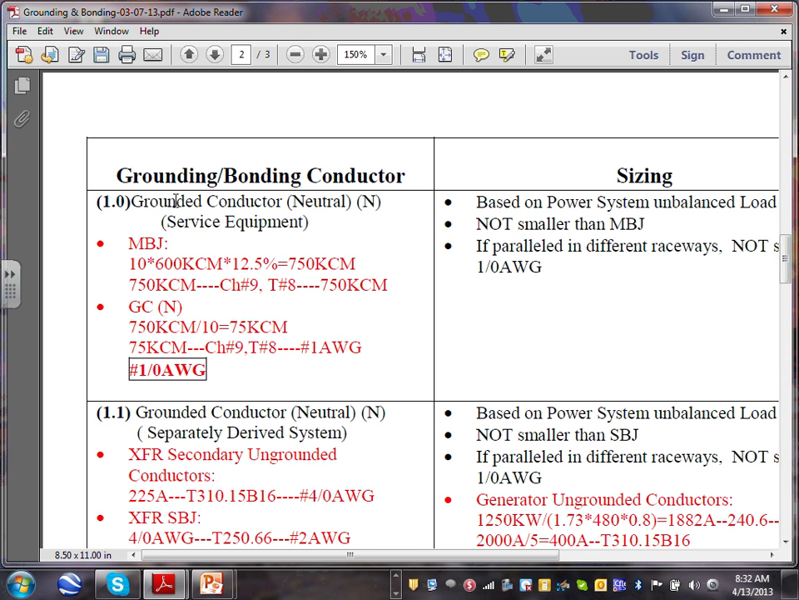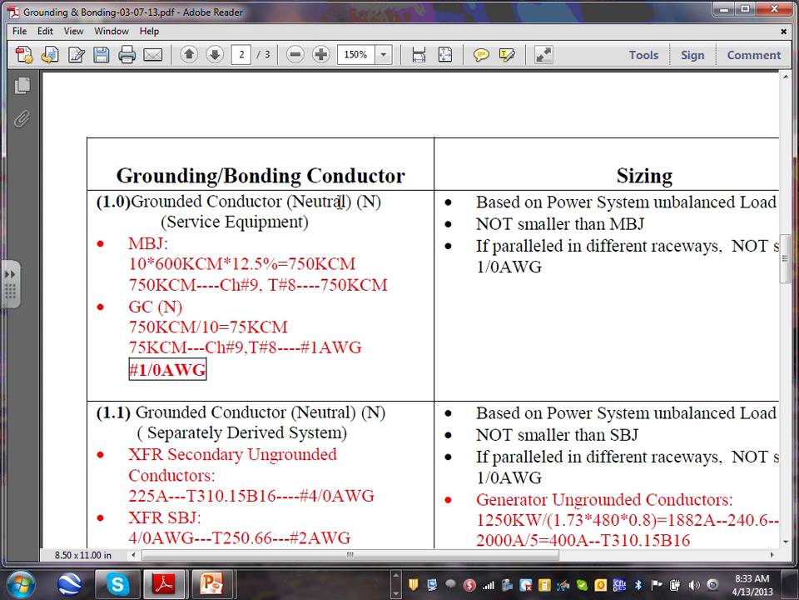So if you guys can see, the first column is the name of that conductor. This one happened to be conductor 1.0. There's really no reason why I call it 1.0 or 1. It just started with a grounded conductor.